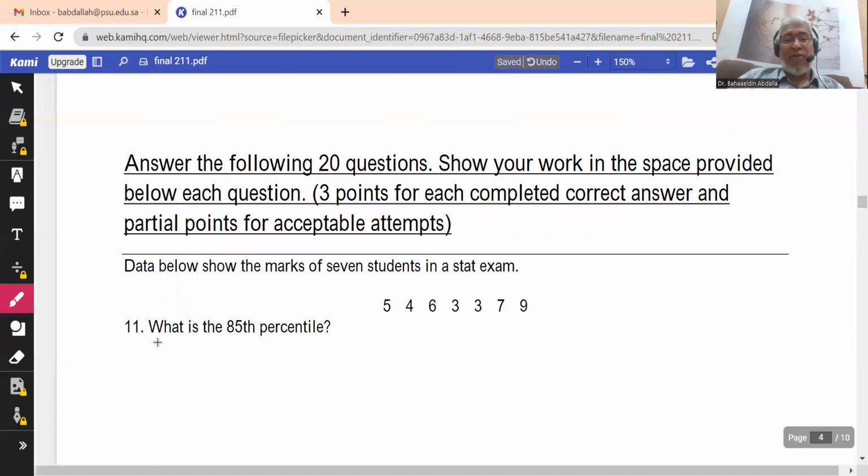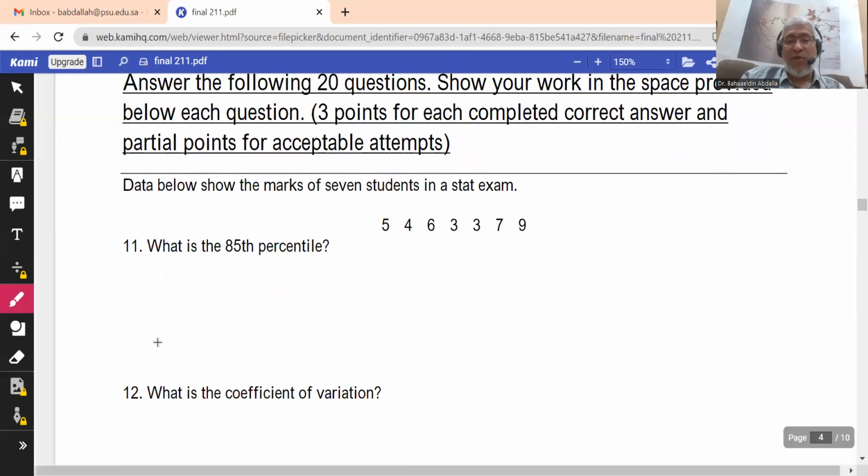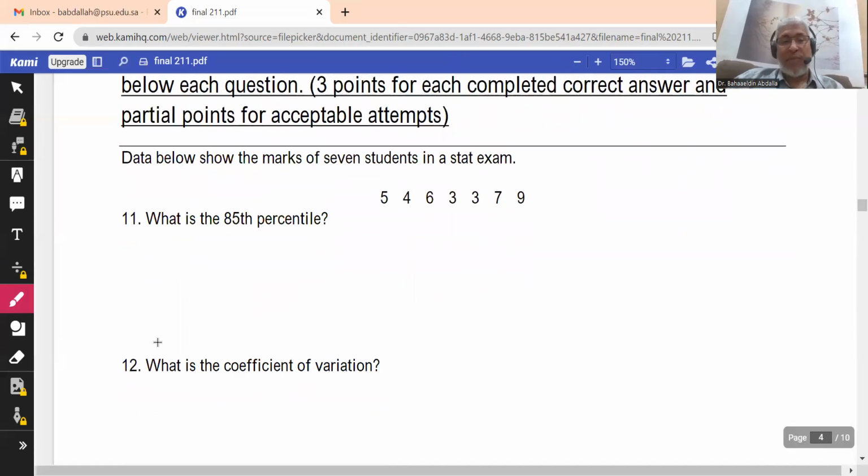Now, the second part of questions, answer the following 20 questions. Show your work in the space provided below each question, 3 points for each completed correct answer, and partial points for acceptable attempts. Data below show the marks of 7 students in stat exam. What is the 85th percentile?